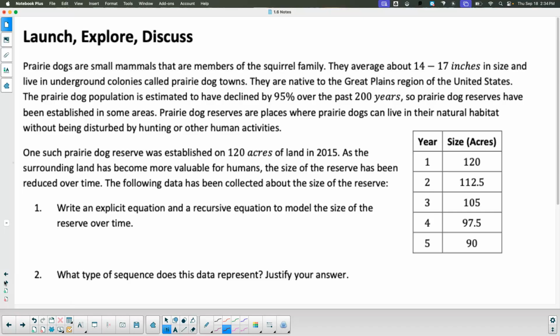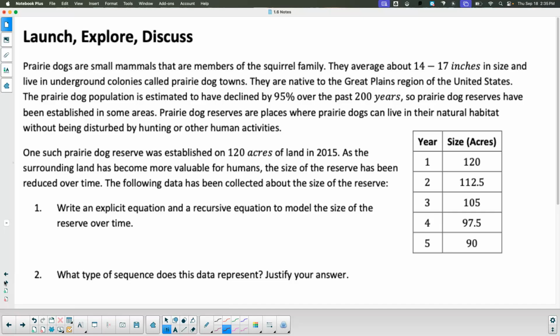Let's talk about prairie dogs. Prairie dogs aren't really dogs. They're squirrels, tiny little rodents, basically. They live underground in colonies, called prairie dog colonies. They're native to the Great Plains, so that's Oklahoma, North Texas, up through Nebraska, Kansas, Iowa, Missouri type area.